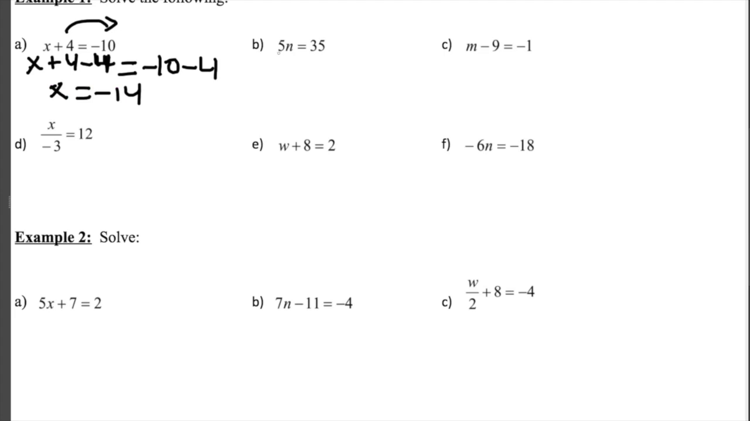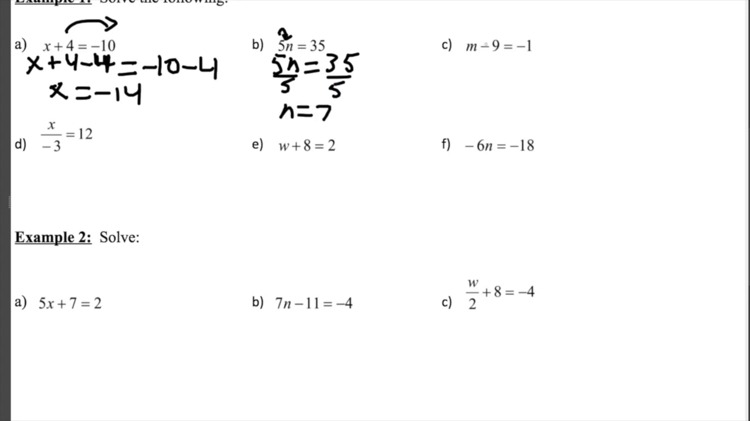For b, we have 5 multiplying the n. So we'll do the opposite operation. So that'll be 5n divided by 5, and if you divide it on one side, you must also divide it on the other side. So we'll divide this side by 5, and it will equal to 7.